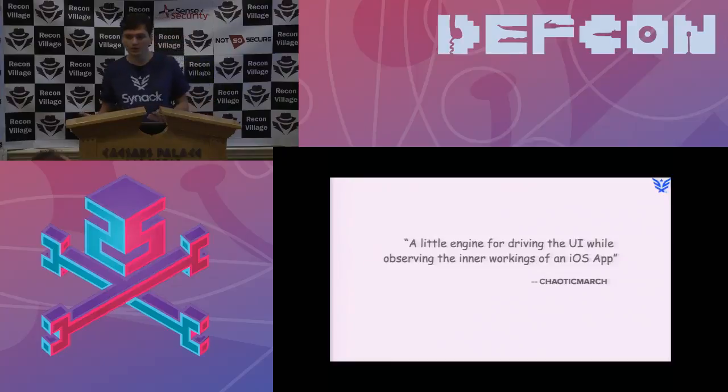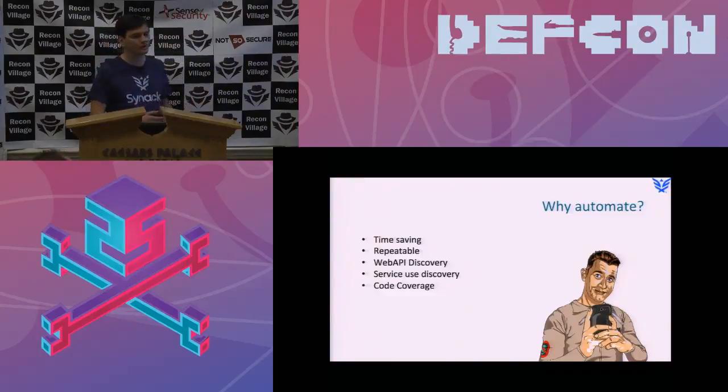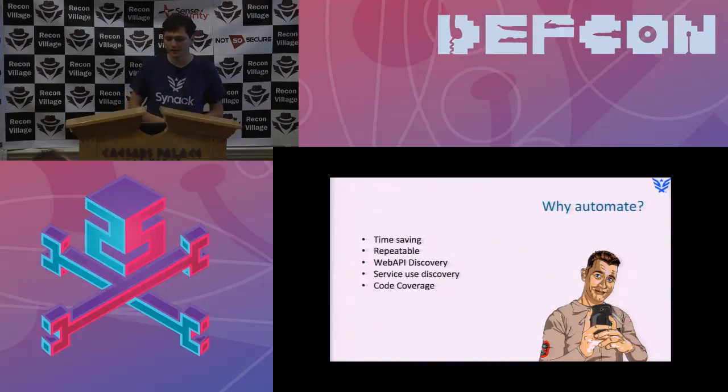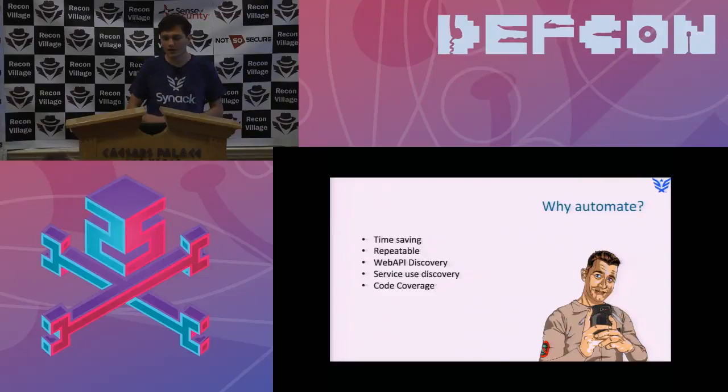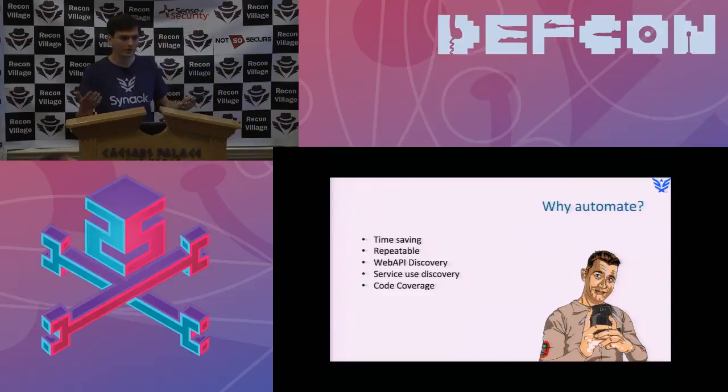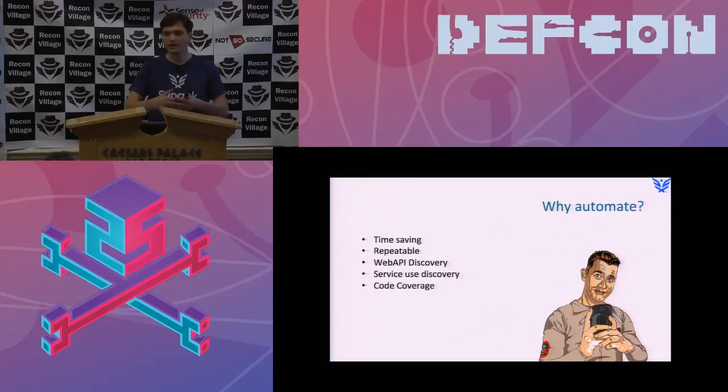So I built a tool called Chaotic March, and this tool essentially injects inside of the application and will trigger various events. Why would I want to do that? Well, it's time-saving. It's repeatable, which is very important to me. It's a good way to discover web APIs, so things that the application is trying to interface with, or internally which services it's trying to interface on the device itself. And like I said before, it's good for coverage information. Have I observed the entire attack space of this application?